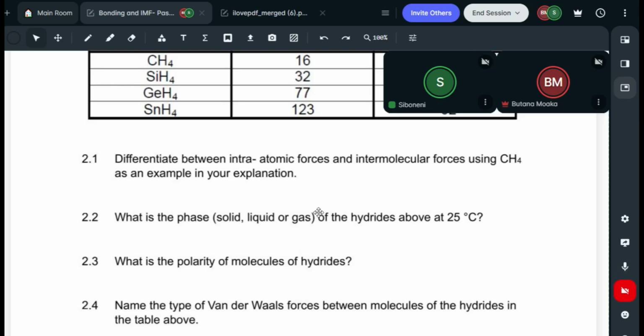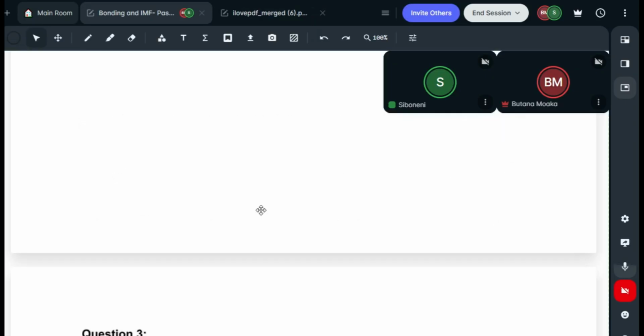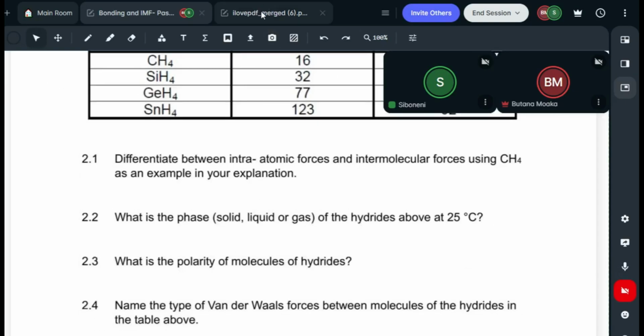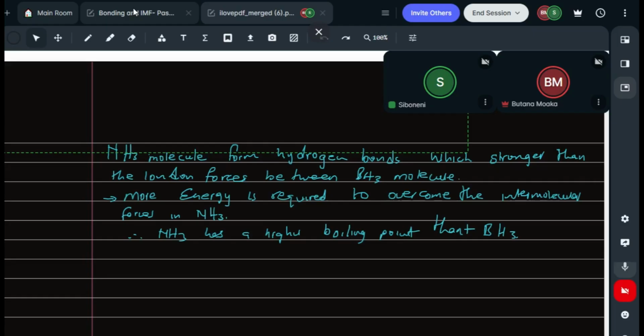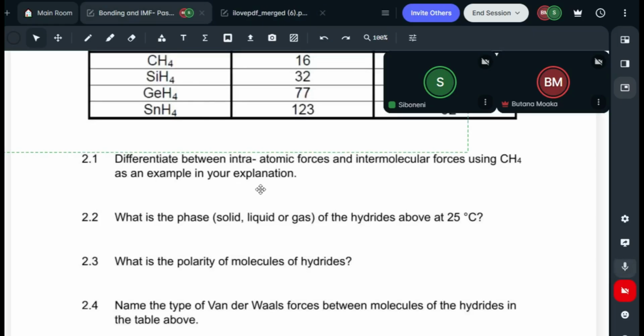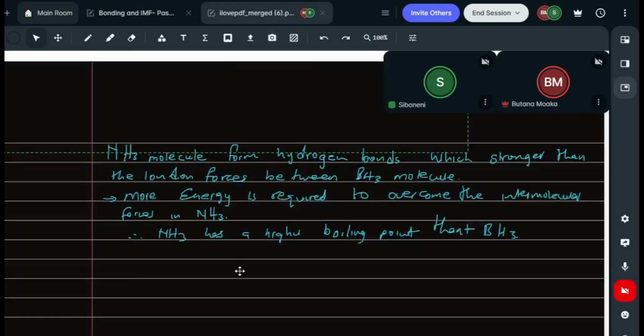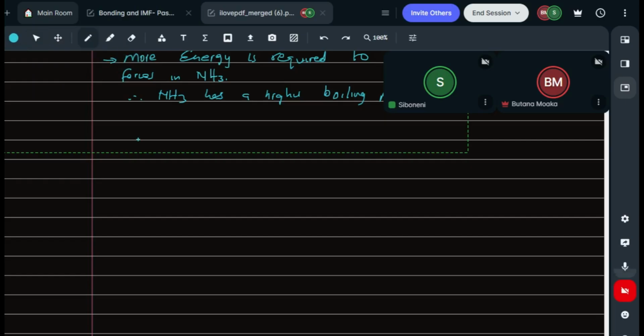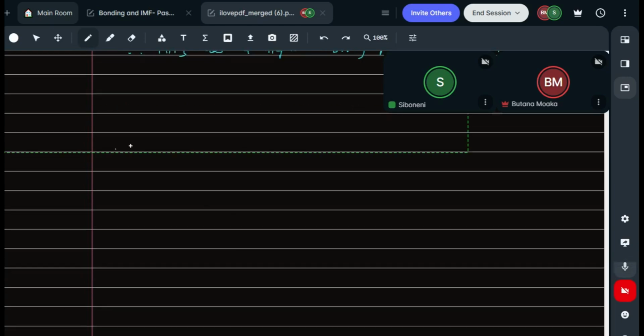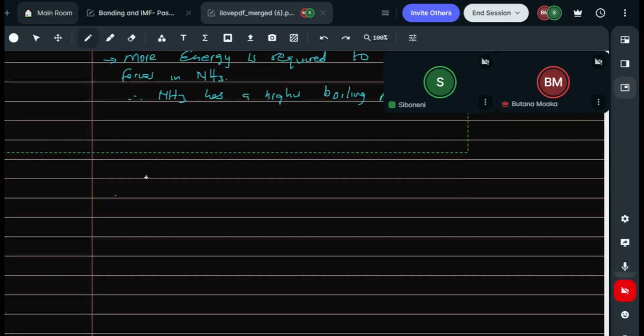Okay, so I'm just going to try to make this one short. This question too, I want us to kill it fast. They say we need to differentiate between the intra-atomic forces and intermolecular forces using CH4 as an example. This is where I'm going to start. First thing first, I'm going to talk about the force inside a molecule.